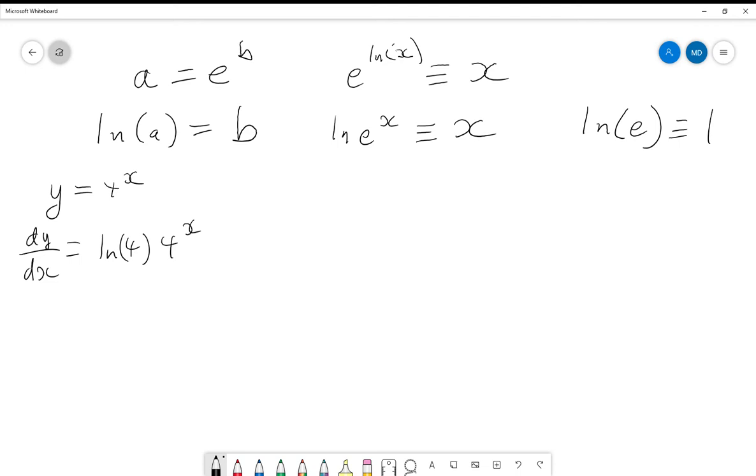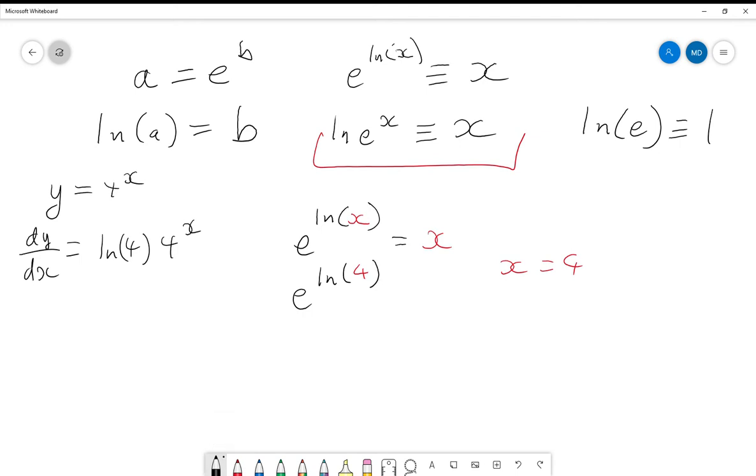What I'm going to do here, I'm going to use one of these here and label the x as 4. So I'm going to write down e to the natural log of x is equal to x, but I'm going to do it with x equals 4. So I get e to the natural log of 4 is equal to 4. And I'm going to replace the 4 here with the 4 here, except I'm going to obviously replace it with this expression instead.